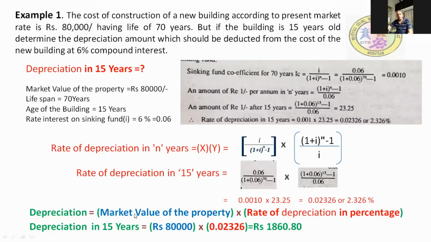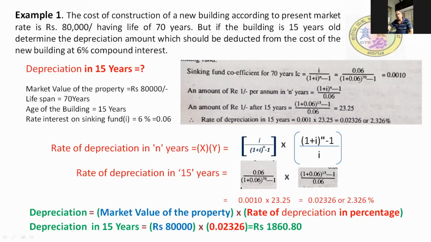So therefore, depreciation is equal to market value of the property multiplied by the rate of depreciation. Rate of interest on sinking fund accumulated at the end of each year is constant, but the rate of interest we have to calculate. This is very careful. The n value is different for these two. N value for this is 70 years. N value for this, the interest rate accumulated, is 15 years.